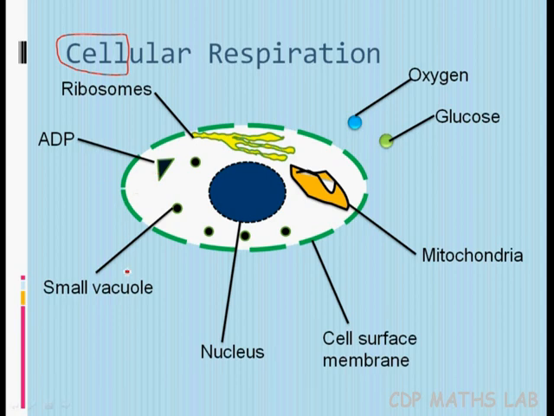Now, if you notice, here we have this sky blue looking circle that represents what? Oxygen. And this green lime looking circle represents what? Glucose. And this orange shaped figure here represents our mitochondria, and the green broken lines represent our cell surface membrane. This blue area here represents our what? Nucleus. And then these smaller circles here represent what? Our small vacuoles. And of course, the white area of the cell is called the cytoplasm. And this yellow shape is representing ribosomes.